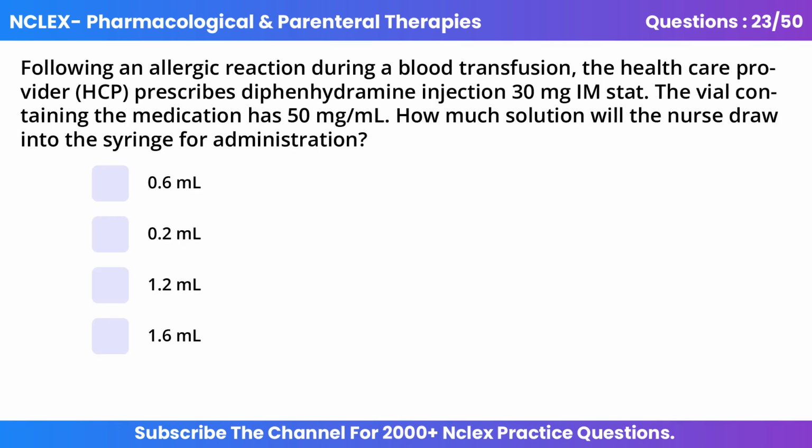Question 23. Following an allergic reaction during a blood transfusion, the healthcare provider, HCP, prescribes diphenhydramine injection 30 mg IM stat. The vial containing the medication has 50 mg per milliliter. How much solution will the nurse draw into the syringe for administration? A. 0.6 milliliters.